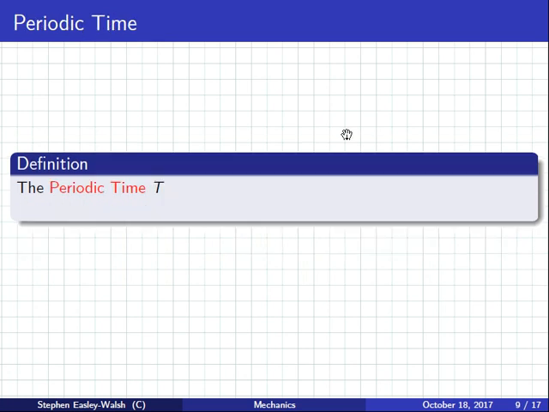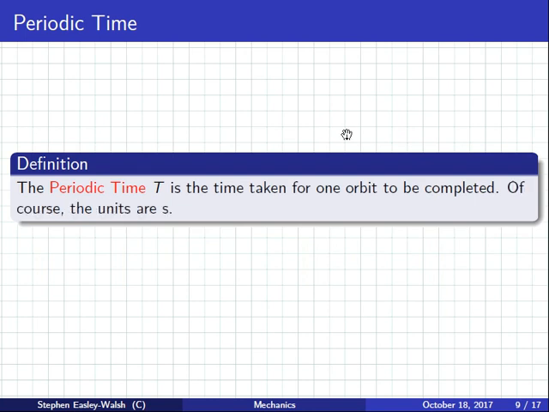The periodic time. Does anybody know this one? No? Yeah, what do you think it is? Yes, the time taken for 1 circle, 1 lap. So the periodic time is the time taken for 1 orbit to be completed. Of course, the units are seconds. Got this?